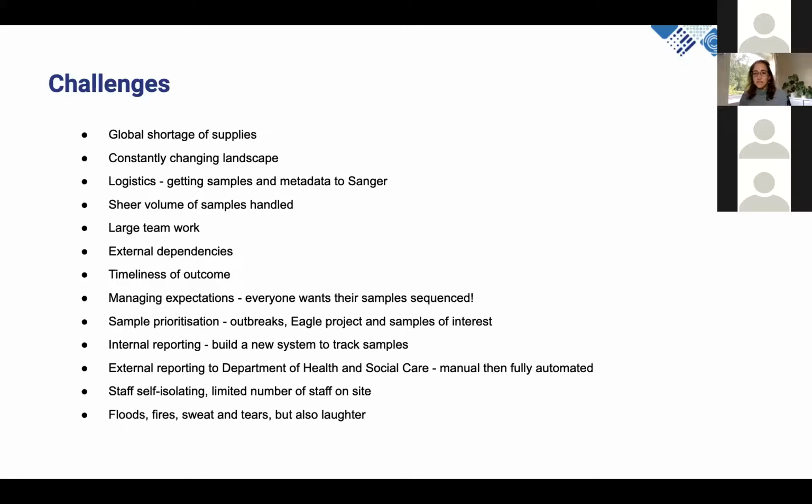Another challenge is the logistics, because one has to get the samples to the institute.